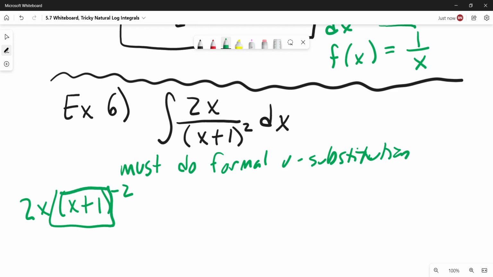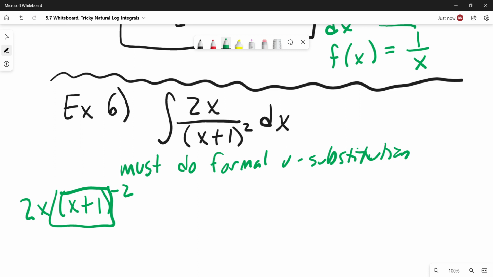Now notice, as it stands now, again, things are going to change, but it looks like your outside function's not actually 1 over blop. It's actually 1 over blop squared, which is the same thing as blop to the -2, which is a power rule thing, not a natural log thing. So just be careful.